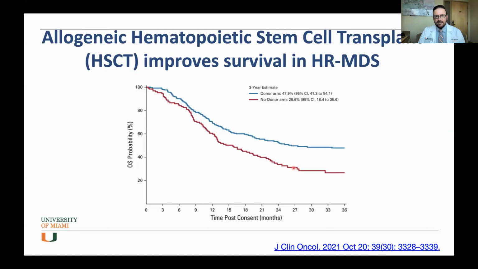And you see the ones that had no donor, they typically got our standard types of treatments. They didn't survive as long. At 3 years, it was about 26%, and presumably this curve would not last, would not stay flat. It would presumably go down to 0% survival over time.